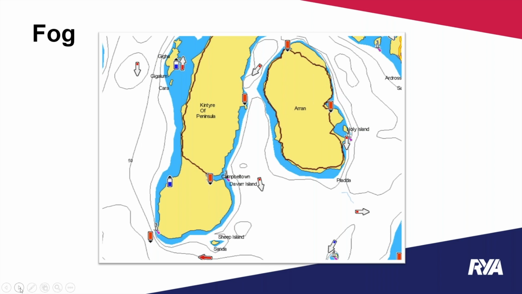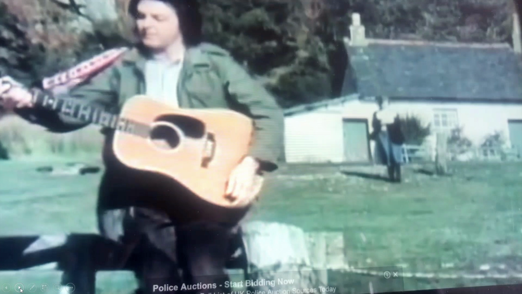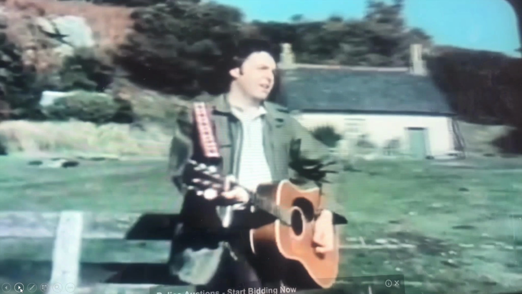You can see the Mull of Kintyre on the left and Arran there, and probably the most famous mist or fog in the world, thanks to Paul McCartney. So I'm sure everyone who's sailed around the Mull of Kintyre can't do it without singing this song, so we'll just get it out of our systems, folks, and listen to the man who's better at singing it than me.